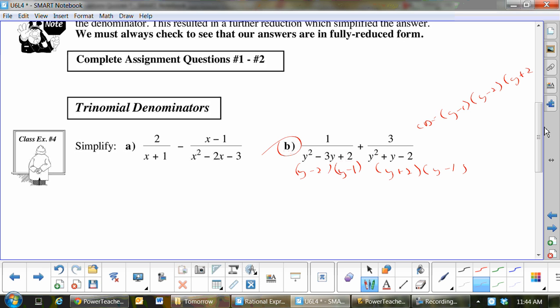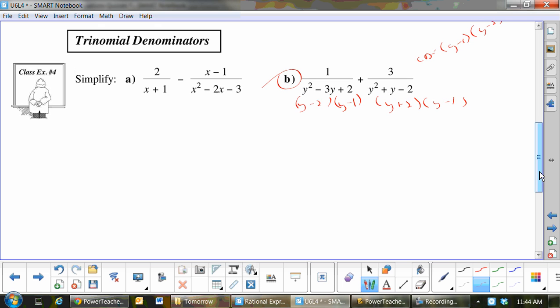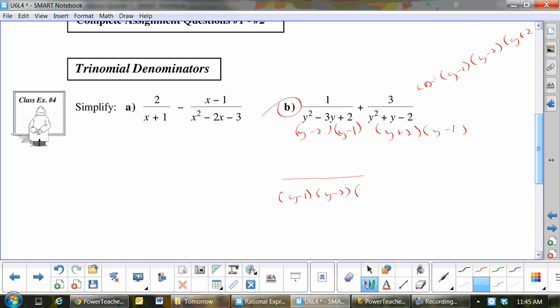Now, what if you just wanted to multiply those all together? You can do that. It's going to be a ton more work for you. So if you can find a common denominator that can be a little bit smaller, it does save you in the end. Okay? So we're going to make this over y minus 1, y minus 2, y plus 2, plus over y minus 1, y plus 2, or y minus 2, y plus 2. Make them both the same, right?